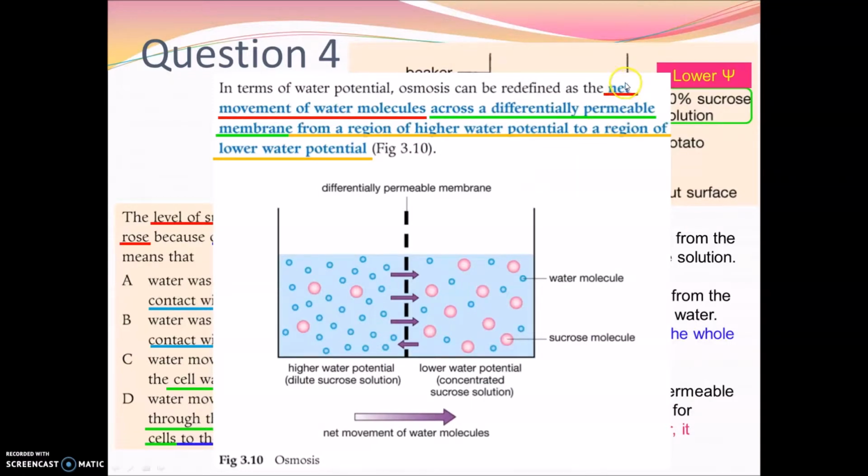It shows the 3 criteria of the osmosis: net movement of water molecules across the differentially permeable membrane, and from the region of higher water potential to a region of lower water potential.